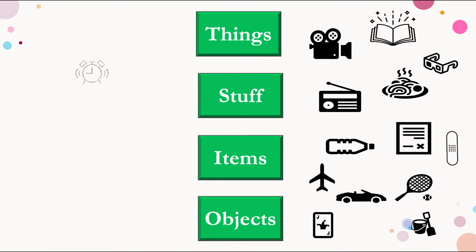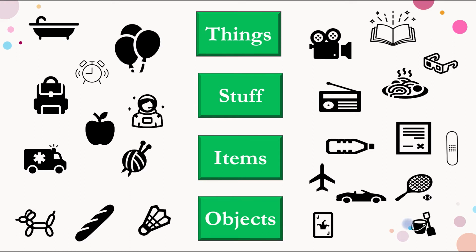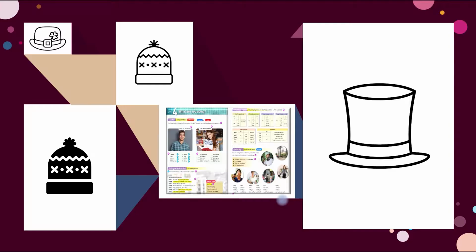So today we are combining talking about things, stuff, items, objects with actions. Are you ready, Younghee? Yes. So these actions and these objects, things like a camera, a book, spaghetti, radio, homework, water, a car, tennis, bread, a shuttlecock, apples, an alarm clock, balloons, are things, stuff, items, objects that we use when we do activities or actions in our daily lives.